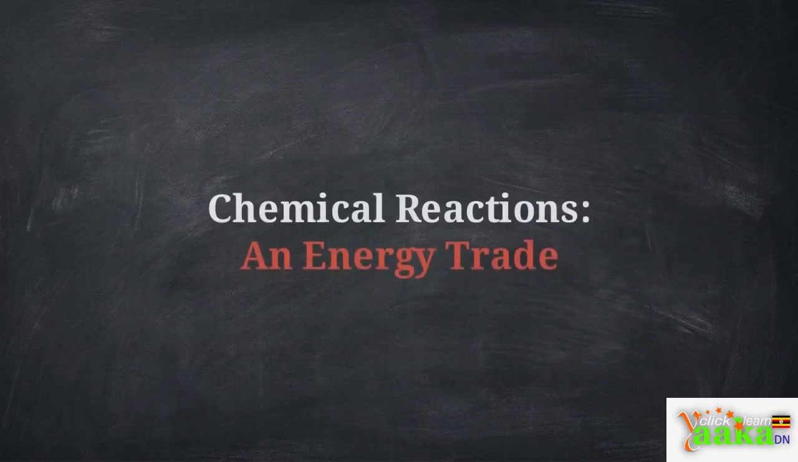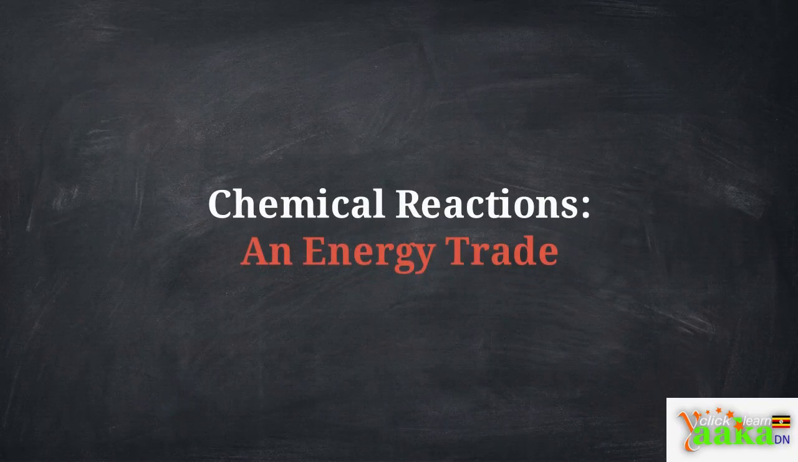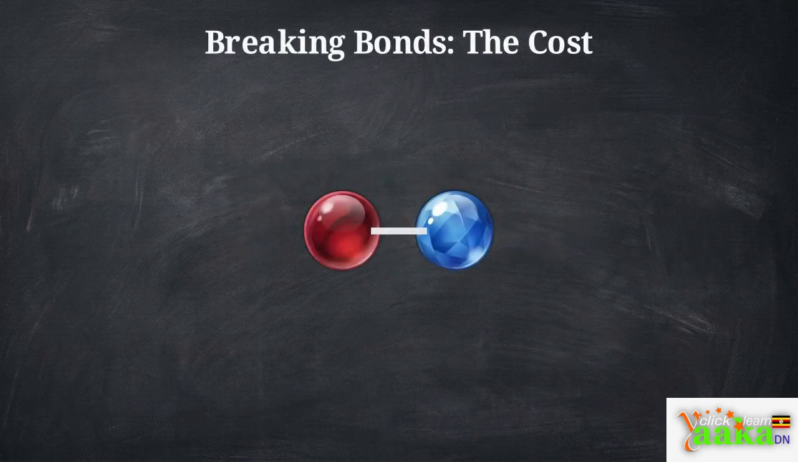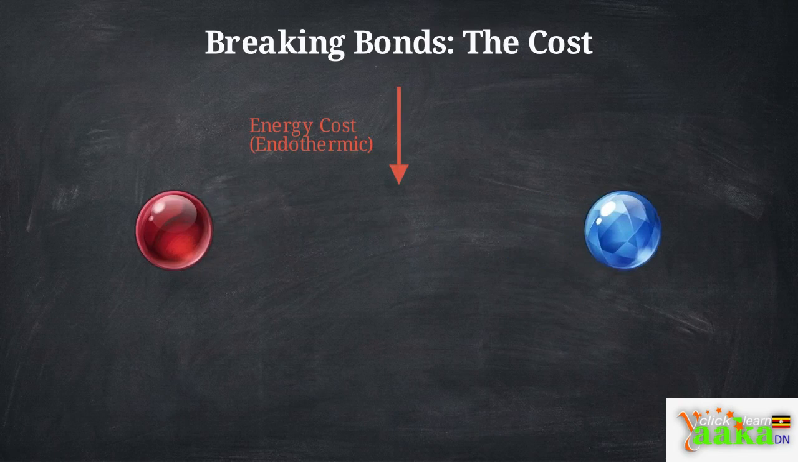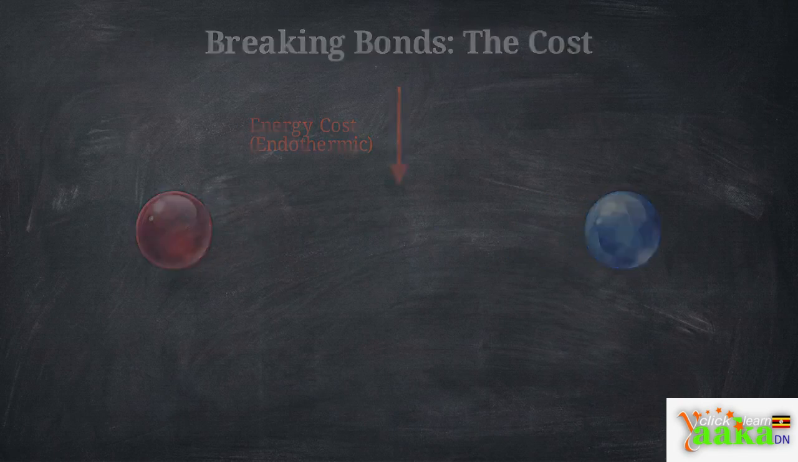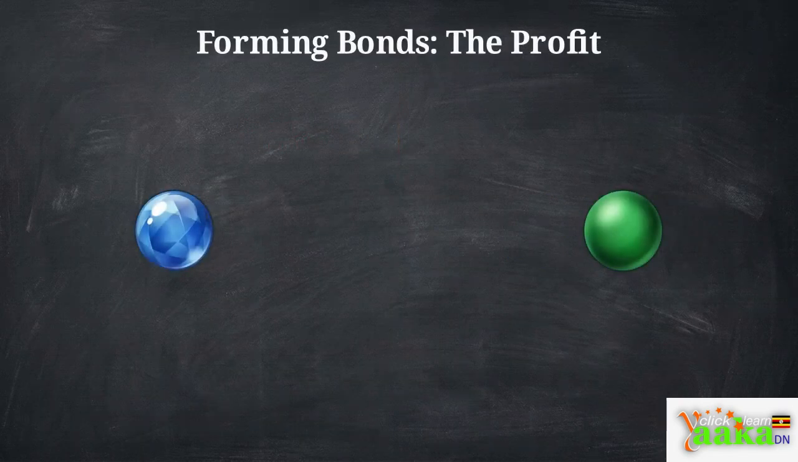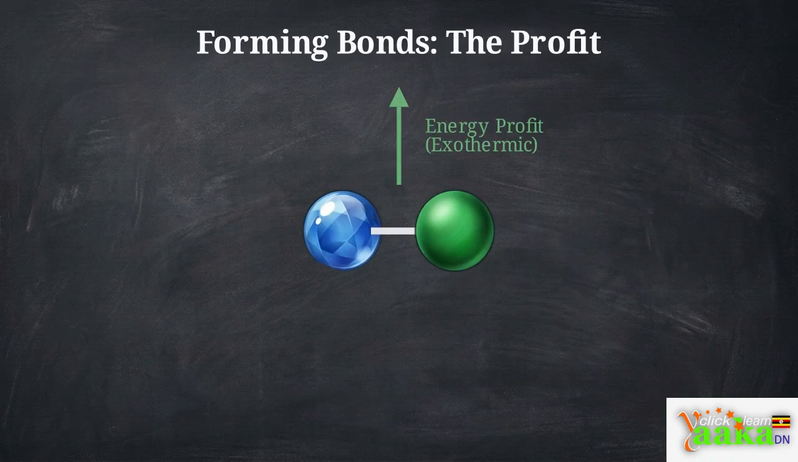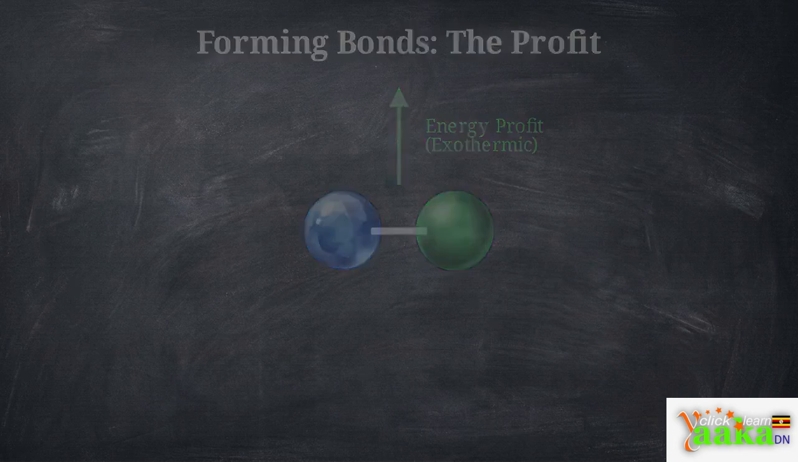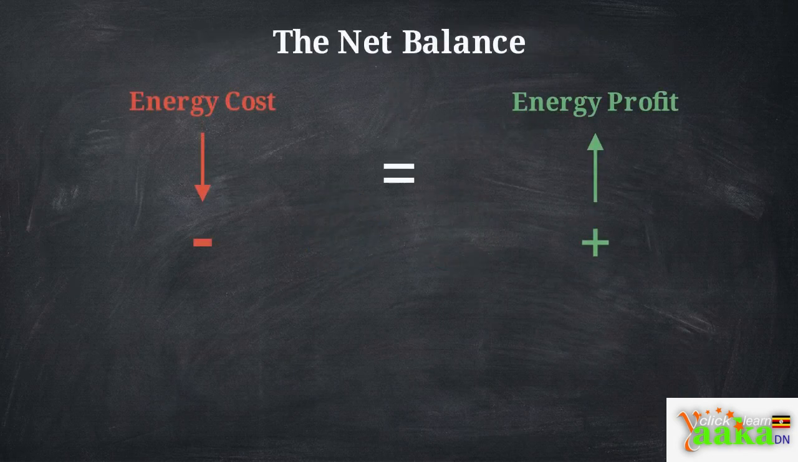To understand why a reaction heats up or cools down, think of it like a business transaction. Breaking existing chemical bonds is the cost. You always have to put energy in to pull atoms apart. Because it absorbs energy, bond breaking is strictly endothermic. Forming new, stable bonds is the profit. When atoms snap together into a new arrangement, they release energy outward. Therefore, bond forming is always exothermic.